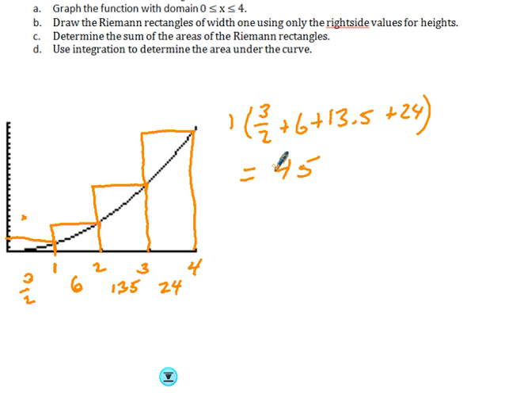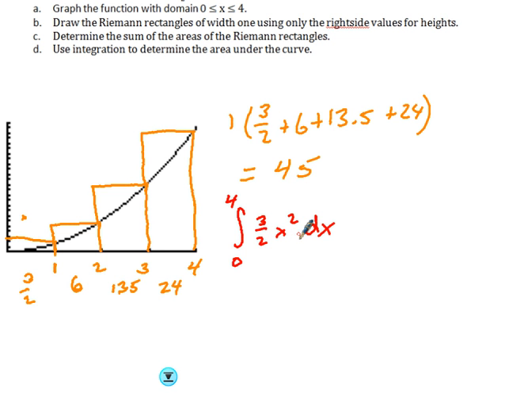Alright, let's see here, we got B, which was the Riemann rectangles. I guess this is part C, determine the sum of the area of the rectangles. And then part D, we're going to use integration. So if we use integration to find the area under the curve, we're going to take the integral from 0 to 4 of your function 3 halves x squared, with respect to x.